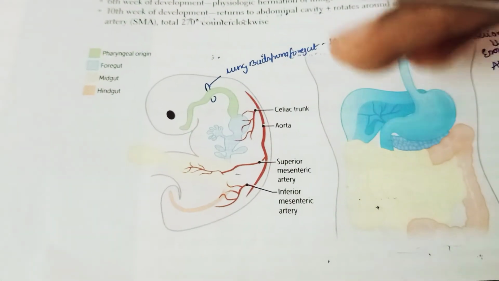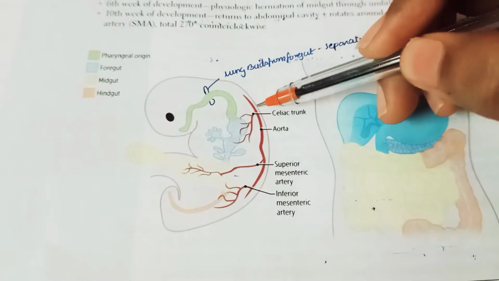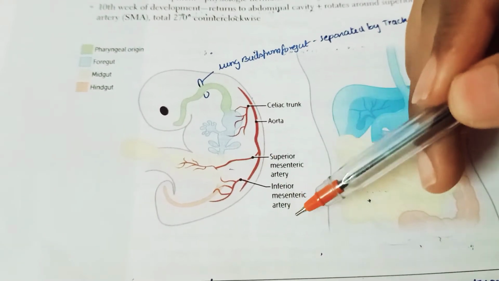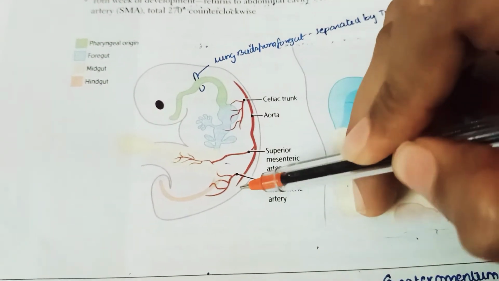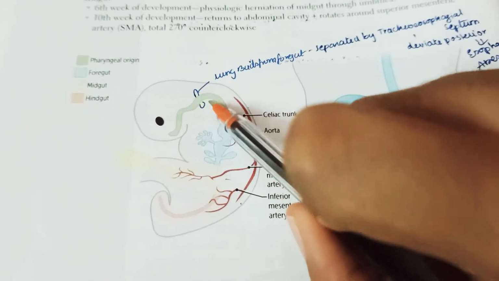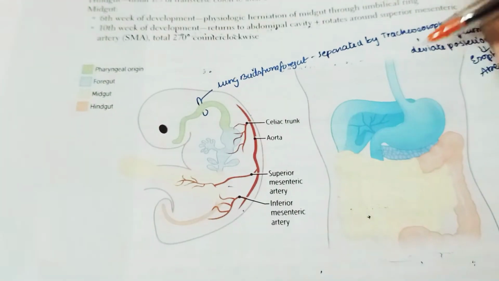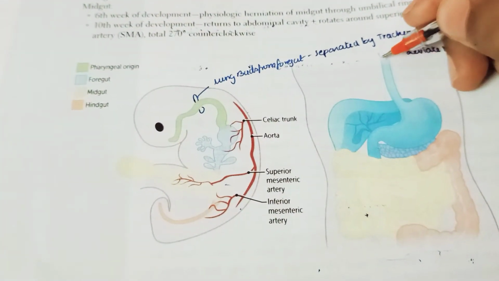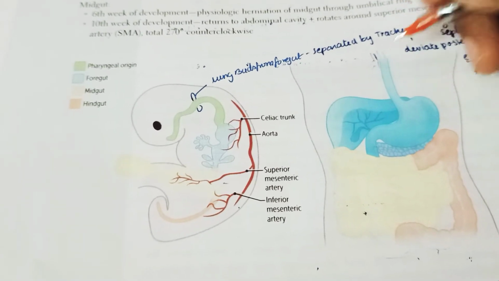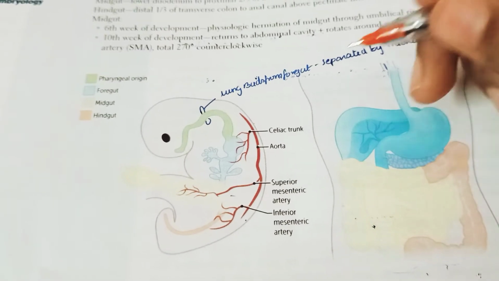Okay, and one more thing you need to know about the blood supply. The foregut is supplied by the celiac trunk, okay, and the midgut is supplied by superior mesenteric artery, and the hindgut is supplied by inferior mesenteric artery. And one more thing, even the lung bud is developing from the foregut, but it is separated by the tracheoesophageal septum. If you remember, here lies the esophagus, and also trachea is connected to the lungs, right? So this tracheoesophageal septum is what separates the lung buds from foregut.